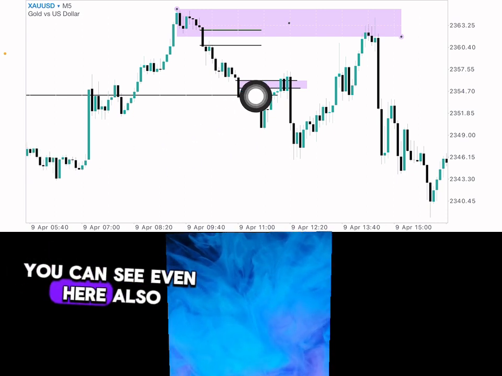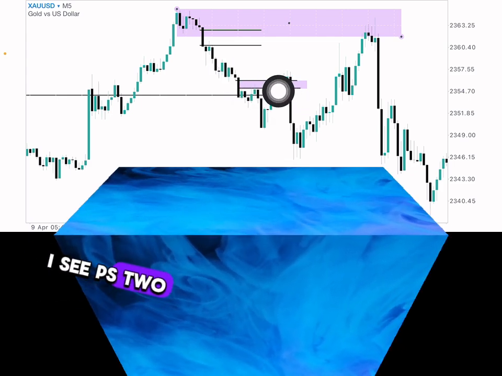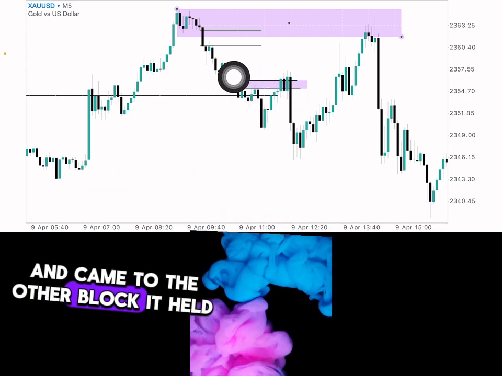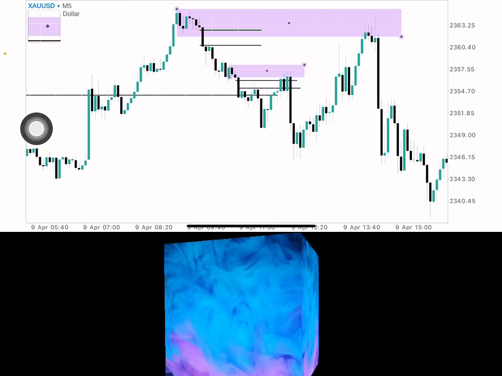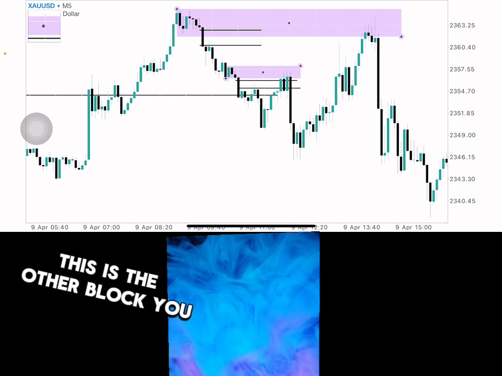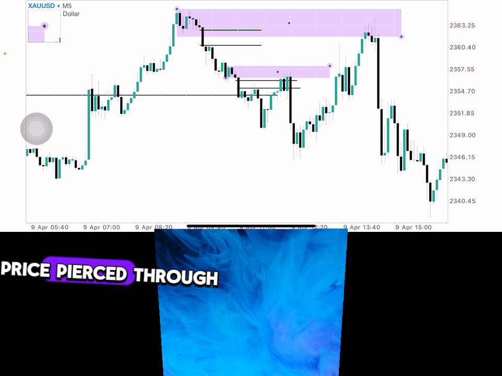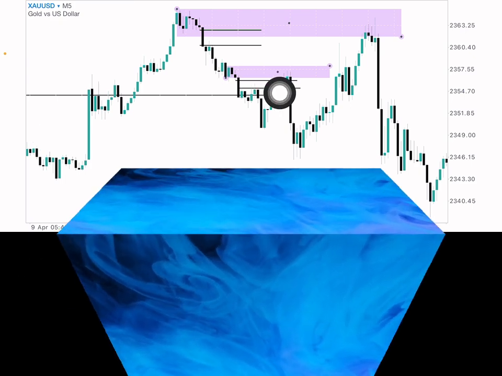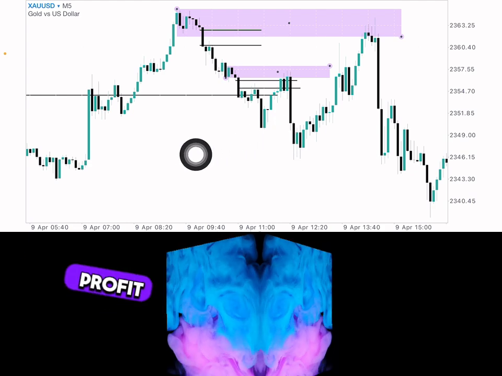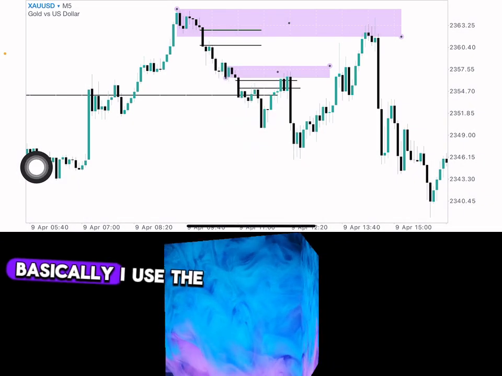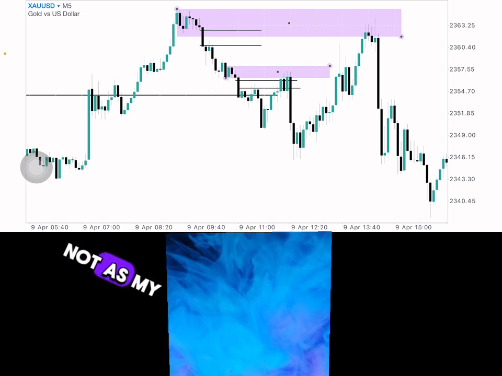So you can see even here we had our fair value gap, but look at the order block that was there. Price still pierced through the fair value gap and came to the order block. It held. This is the order block here. So the order block held. Price pierced through the fair value gap, went to the order block and then dropped. You can see at this point you take your profit. That is it. So basically I use the fair value gap as a confirmation, not as my entry point.